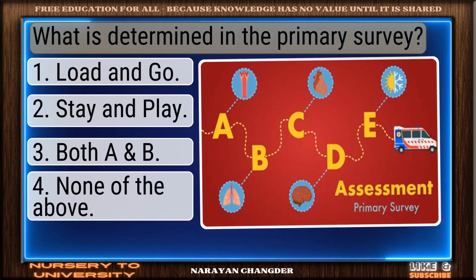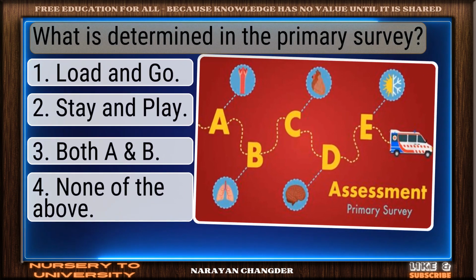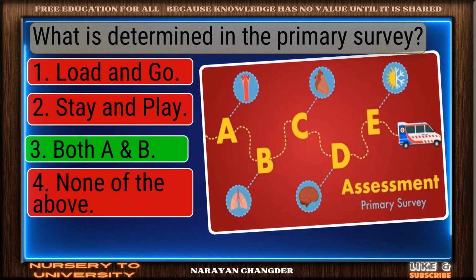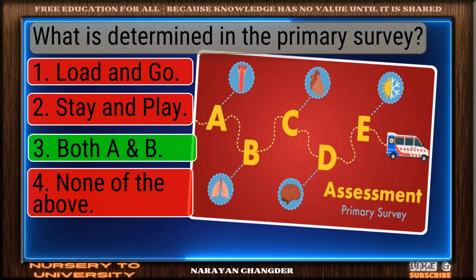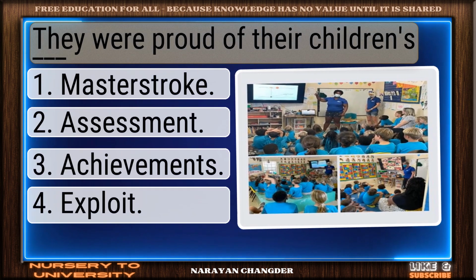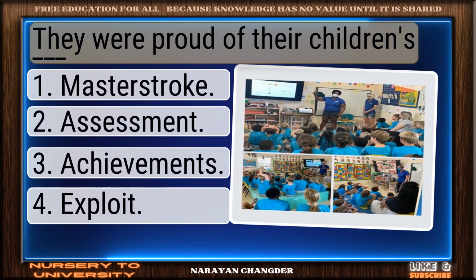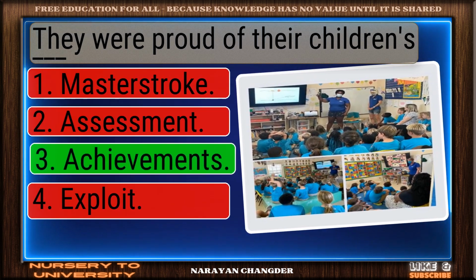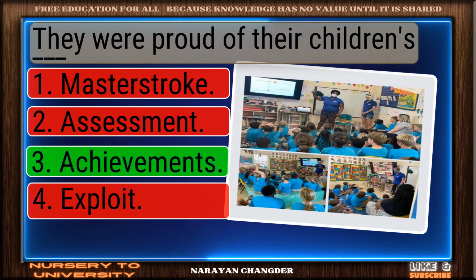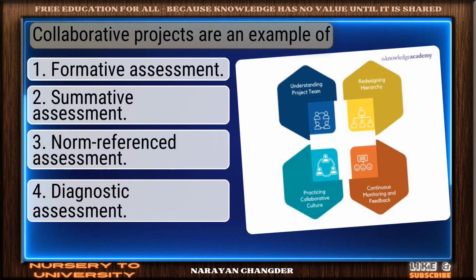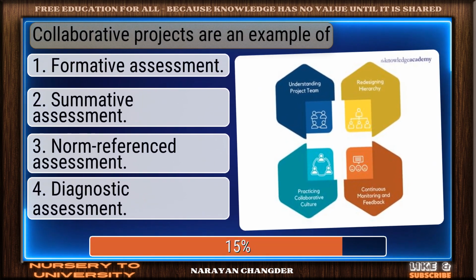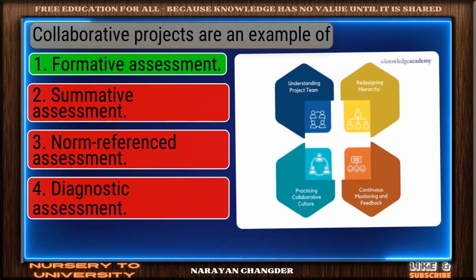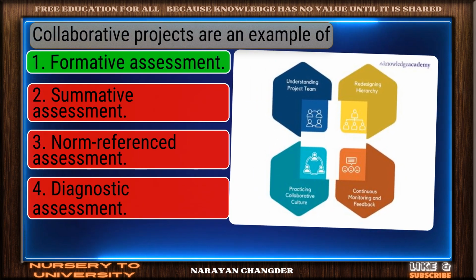What is determined in the primary survey? Nice work. You chose both A and B and it is correct. They were proud of their children's dash. Good job. Your answer, achievements, works well here. Collaborative projects are an example of. On track. Formative assessment is the correct answer.